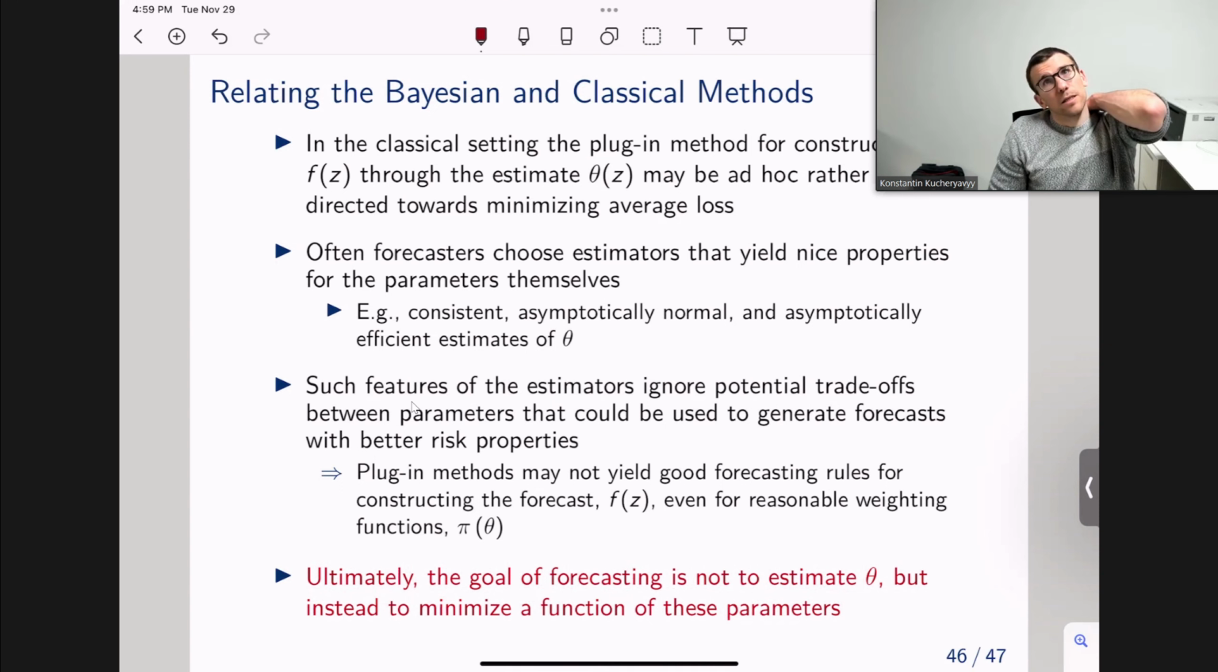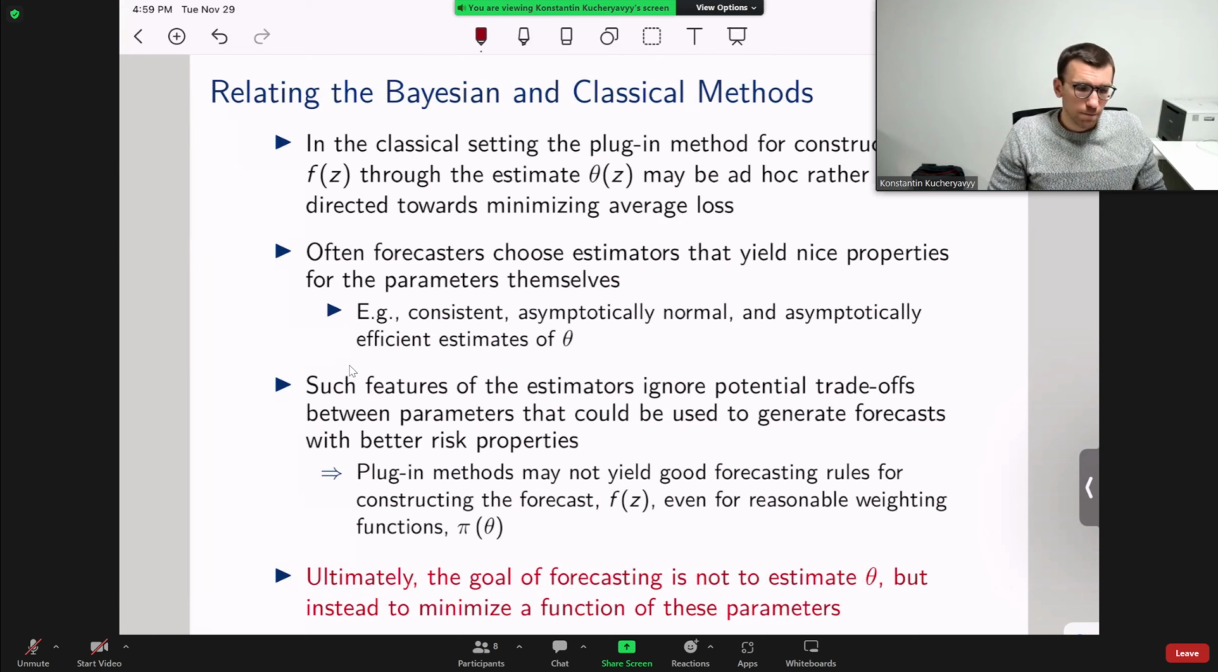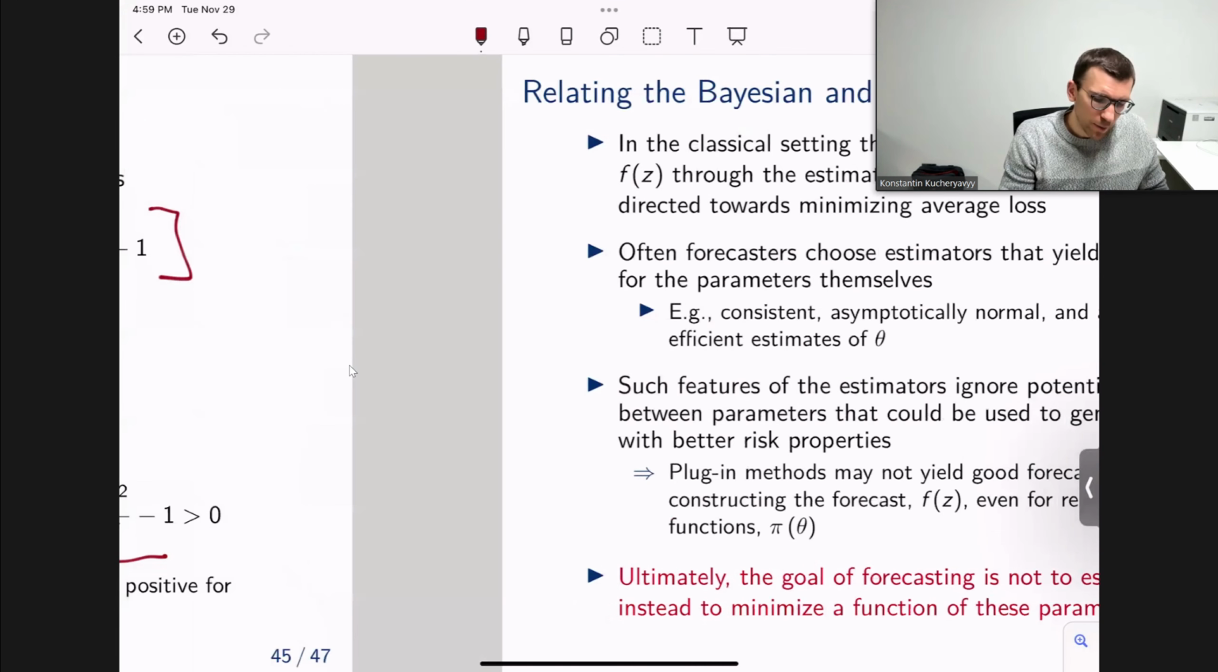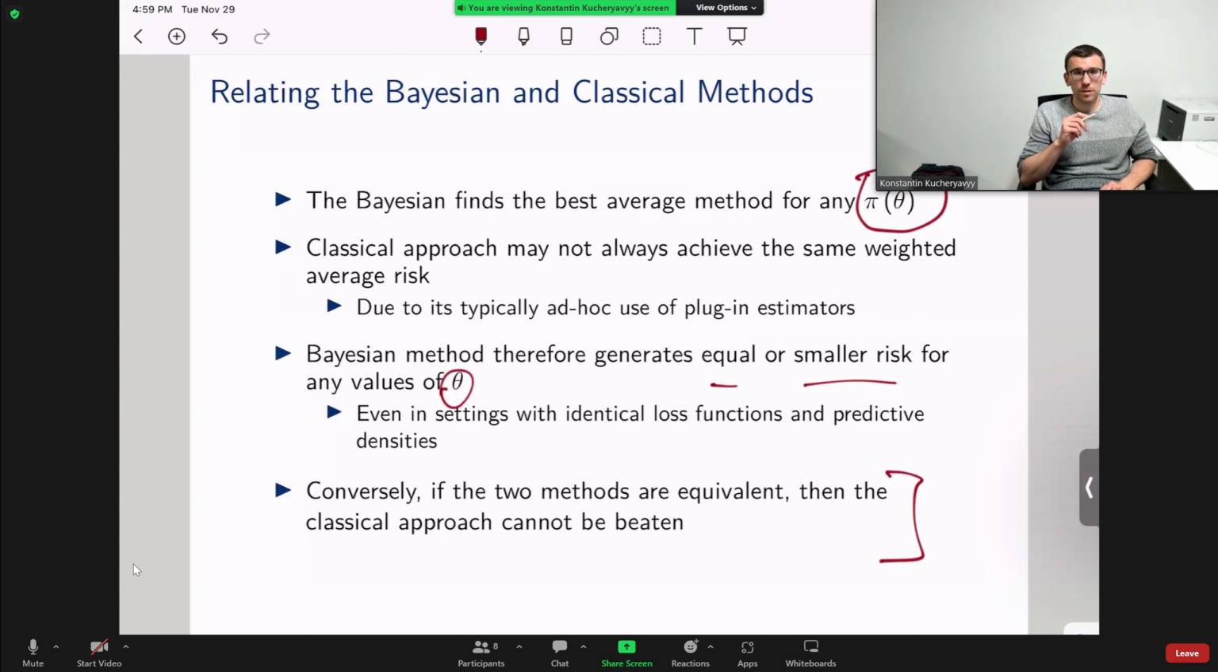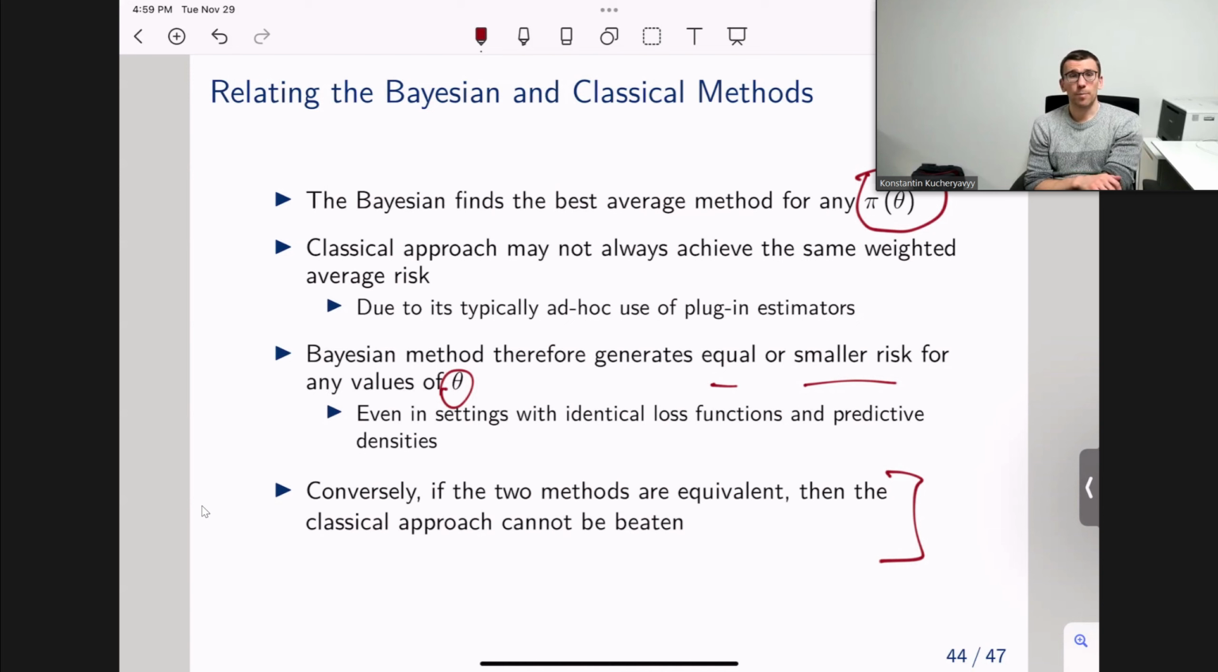What I meant is that, well, one thing is that obviously if your prior is bad, if you chose the wrong prior, then a classical approach will be better. Maybe you're referring to this bullet point? Yes. So what I meant here is a bit different. What I meant here is that if it happens that the classical approach and Bayesian approach give the same forecasting rule, the same decision rule, then the classical approach cannot be beaten.